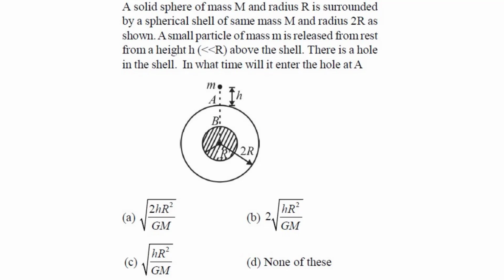A solid sphere of mass capital M and radius capital R is surrounded by a spherical shell of the same mass capital M and radius 2R. As shown, a small particle of mass m is released from rest from a height h, which is very much less than capital R, above the shell. There is a hole in the shell. In what time will it enter the hole at A?